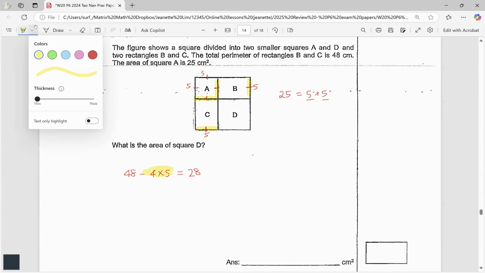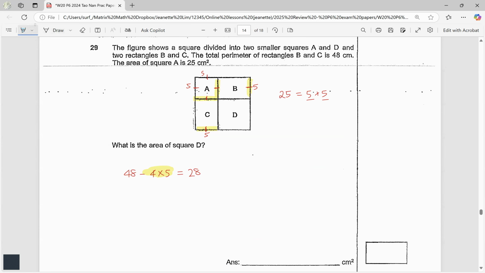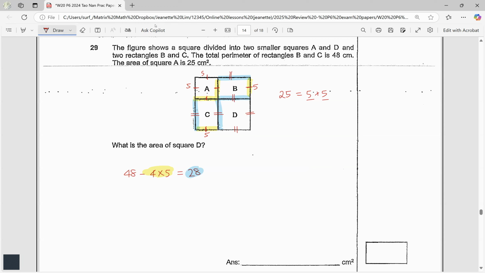So where is 28? 28 is this. Okay, 28. And they are all equal because D is a square. So the 4 sides are highlighted in blue, right? They are equal. So I take 28 divided by 4 equals 7. Each side of D is 7. Area of square D, 7 times 7, so this is 49 square cm.